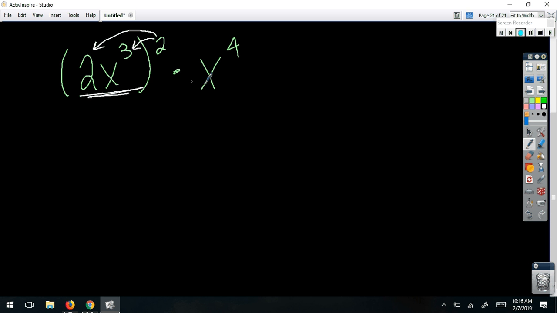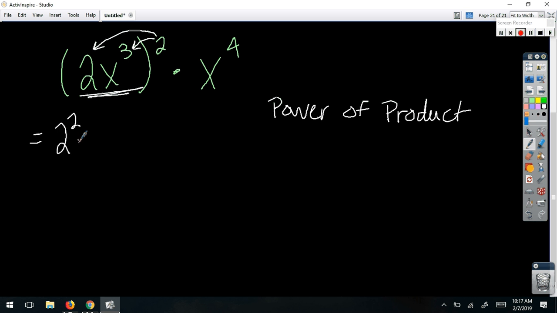So this becomes, I'm going to use power of product to get 2 to the 2nd, right? I'm just distributing. Now look, it was an x to the third, but it's also going to get the 2.